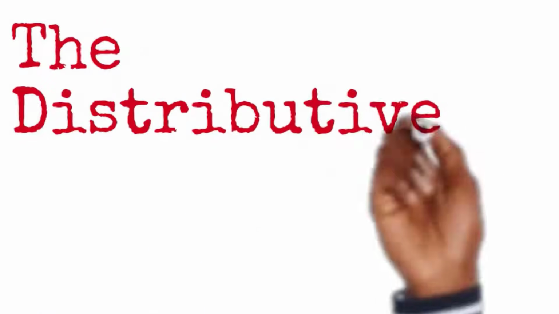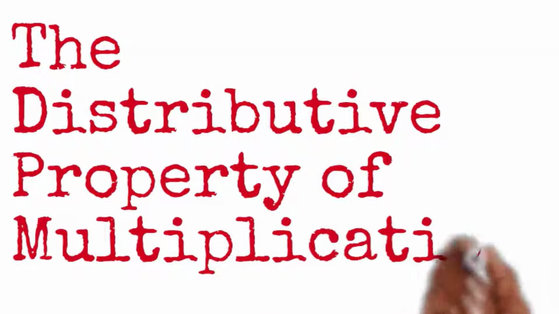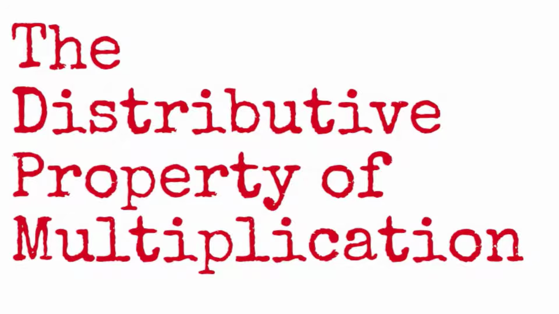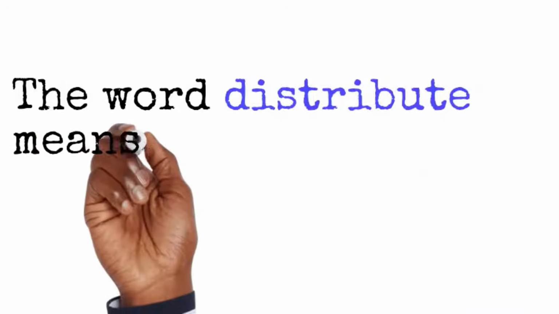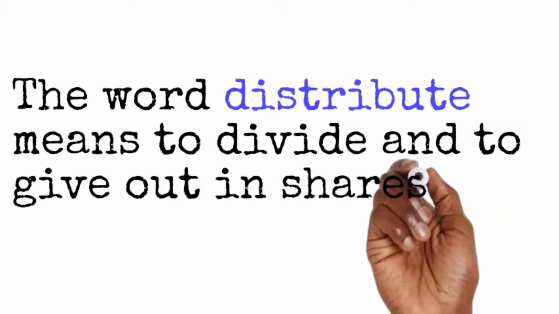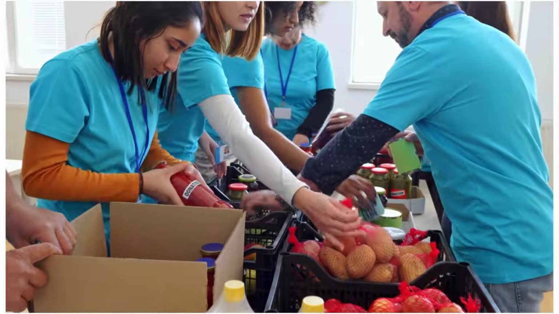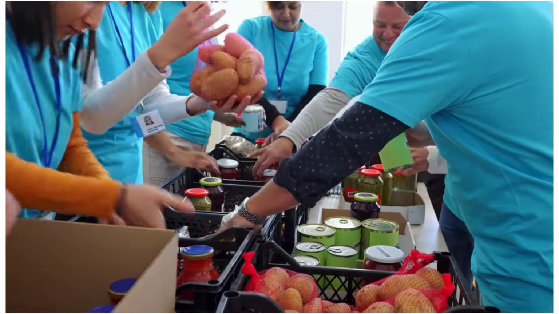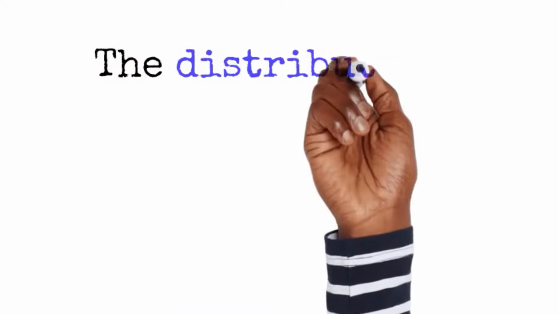So welcome to today's lesson on the distributive property of multiplication. Now the word distribute simply means to divide into shares. I want you to take a look at this group of people. They're working at a food distribution center and they're giving out food into shares. This is how they're distributing their food.